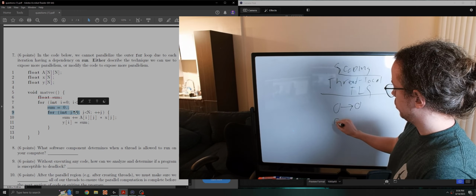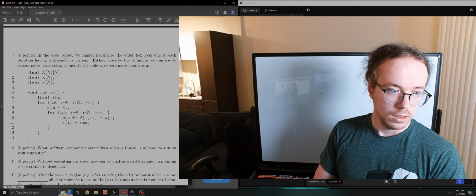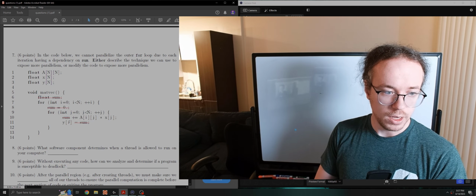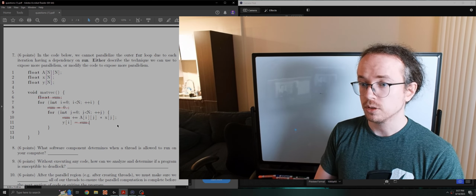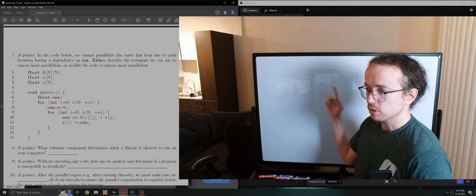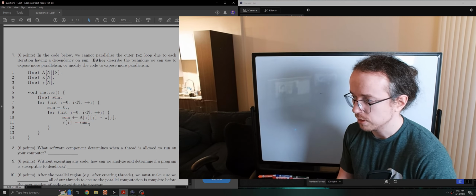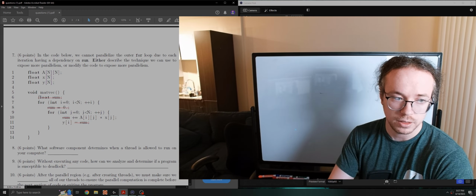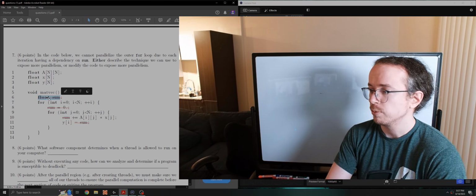Another way you could have done this is just eliminated sum entirely. If you strike through this, you strike through this, you strike through this, you line these two up so that y of I plus equals these things, you also would have gotten full credit for that. That's more the thread local storage approach, although the idea is the same. You're breaking up this dependency on sum for every iteration.